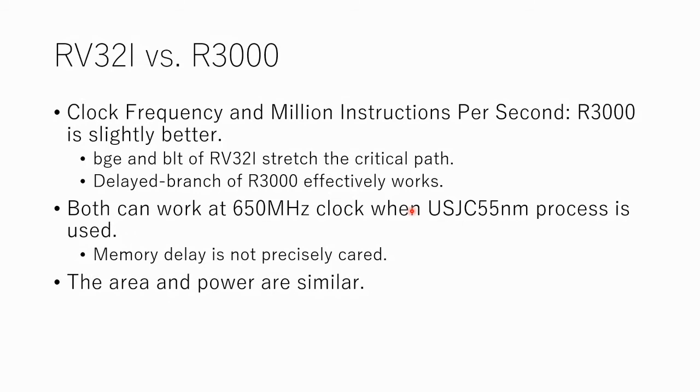But both architectures can work at 150 megahertz clock. The USJC 55 nanometer process is used. So I think it's not too bad. But in this evaluation, memory delay is not included. Okay, and the area and the power are mostly similar in both architectures.